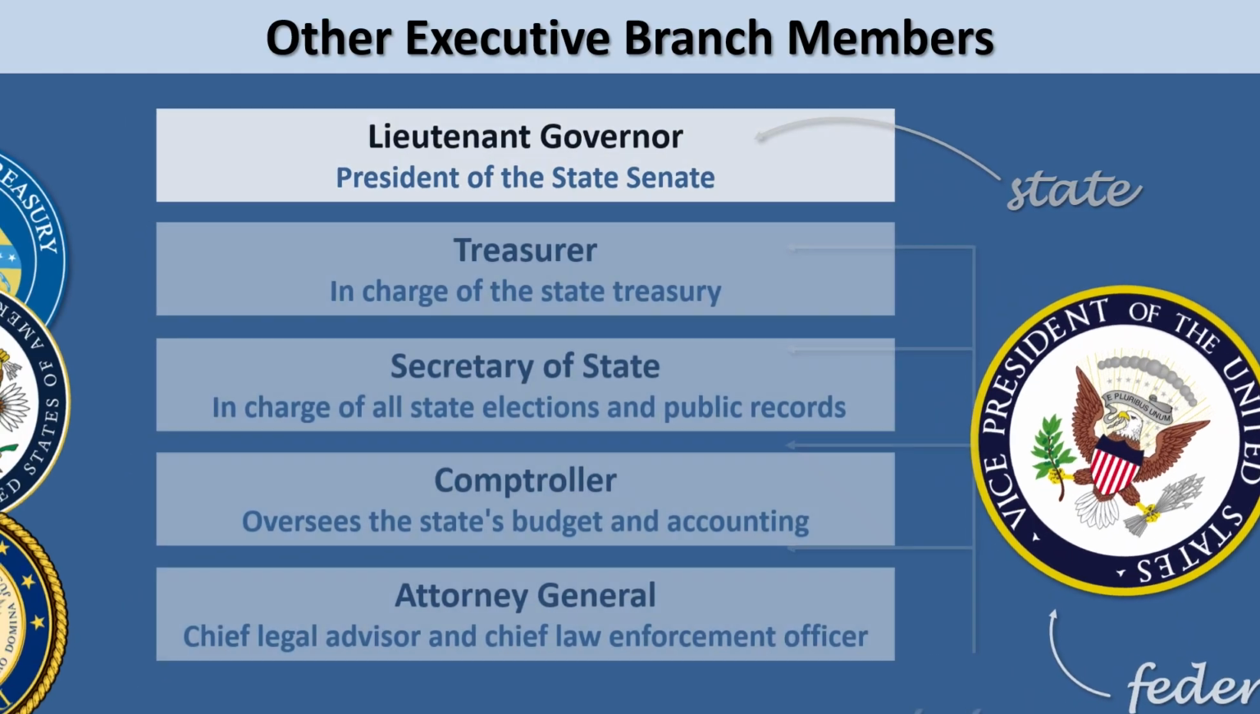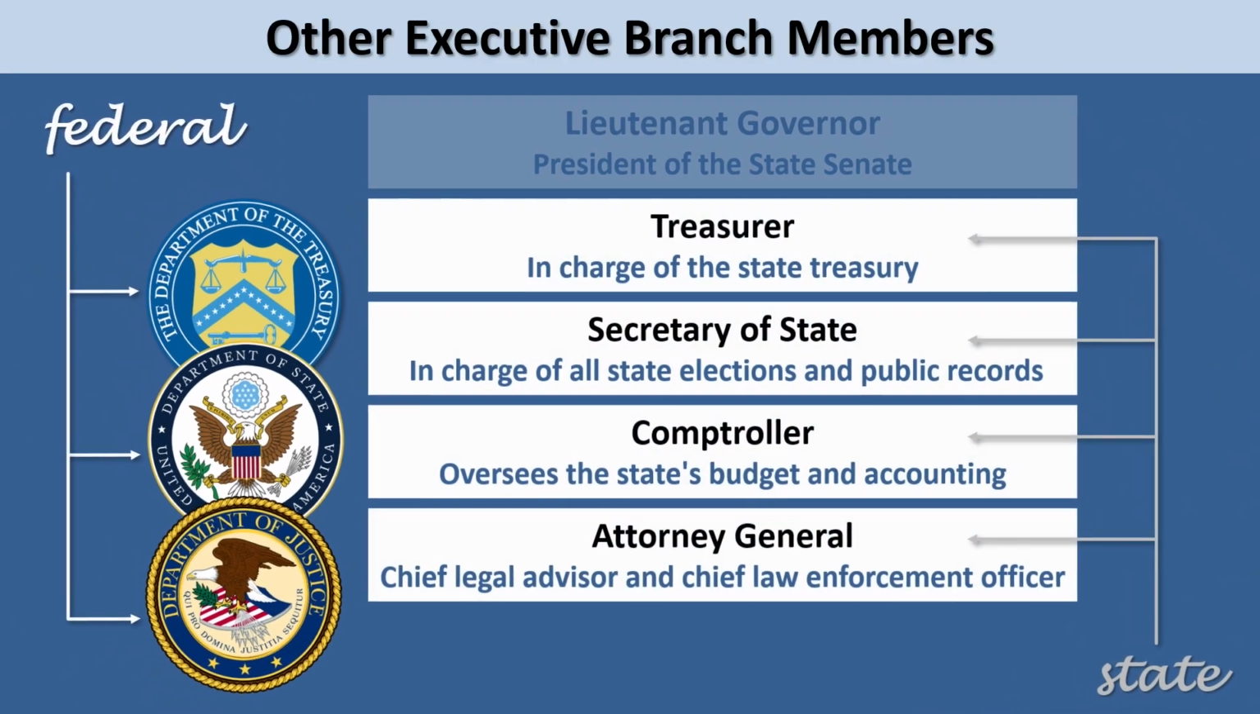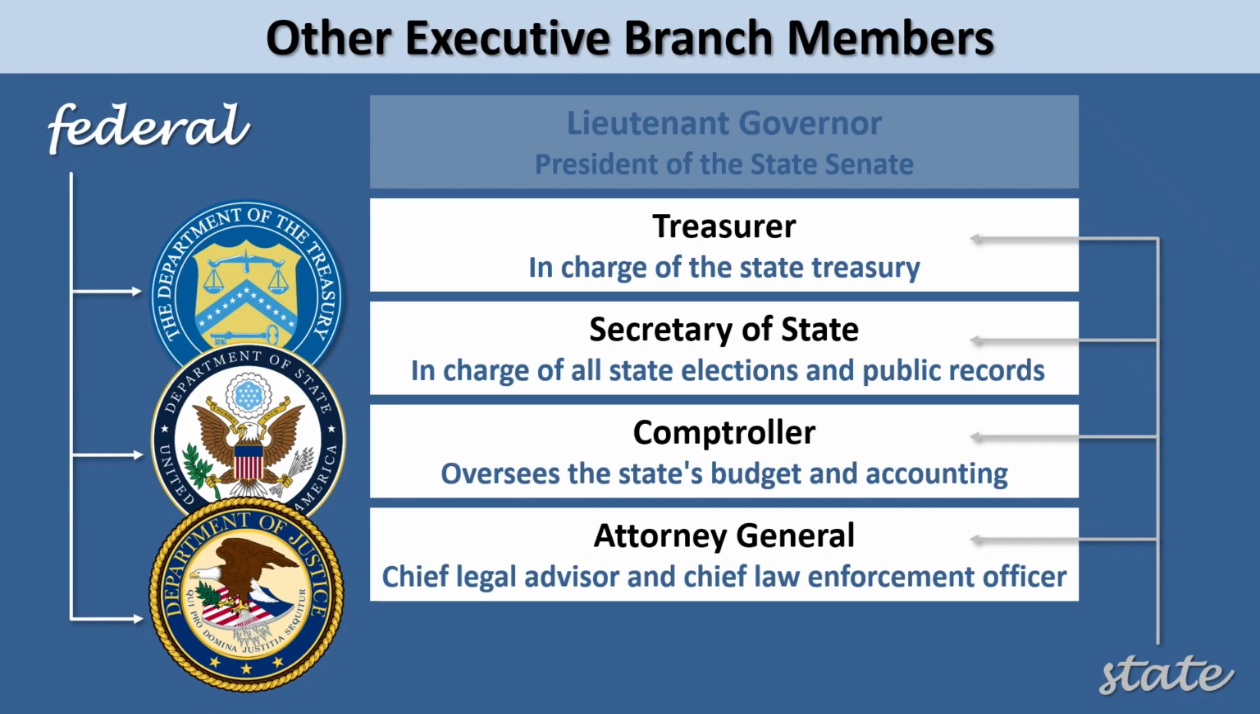The treasurer, secretary of state, comptroller, and attorney general of Connecticut state government have roles and responsibilities similar to some of the people who serve in the president's cabinet at the federal level. One difference between Connecticut's executive branch and the executive branch of federal government, however, is the way the treasurer and other members of the branch are chosen.